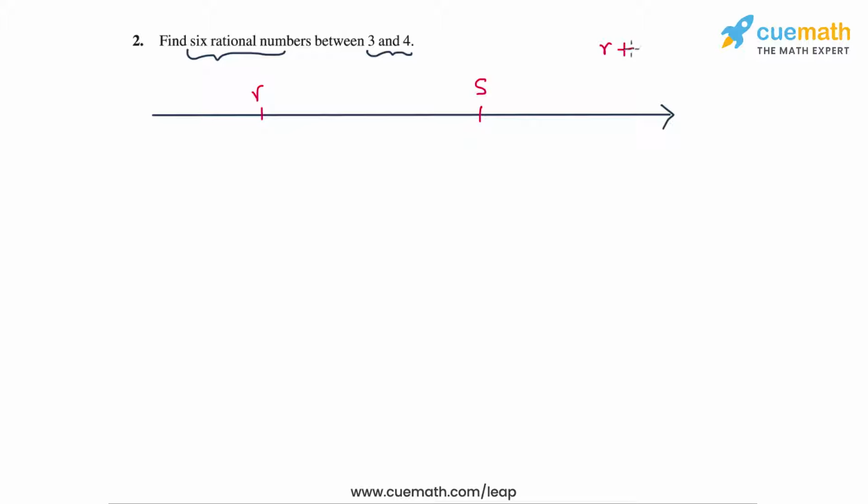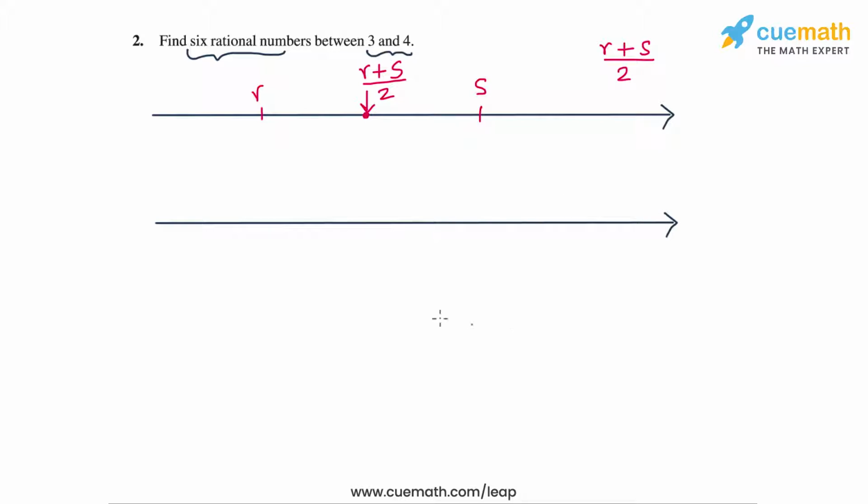So to get r plus s by 2, which will be a rational number lying exactly midway between r and s. So this midpoint between r and s will be the rational number r plus s by 2. Let's apply this approach to 3 and 4. So first let's plot 3 and 4 on the number line to help us visualize better. So let's say that this is 3 and let's say that this is 4.